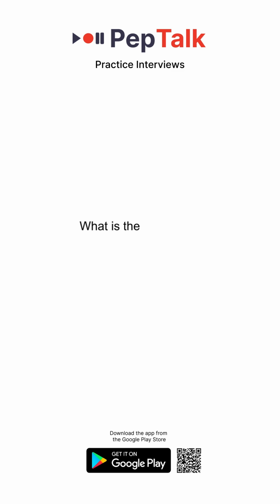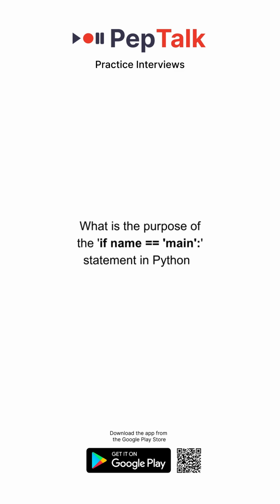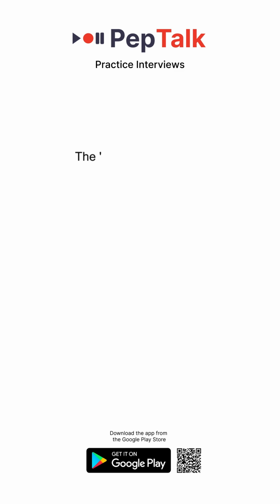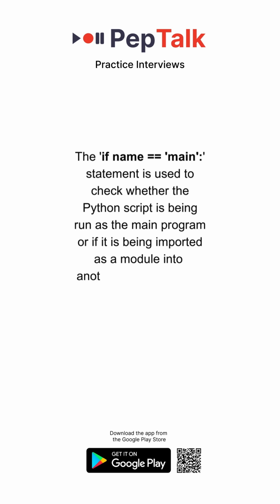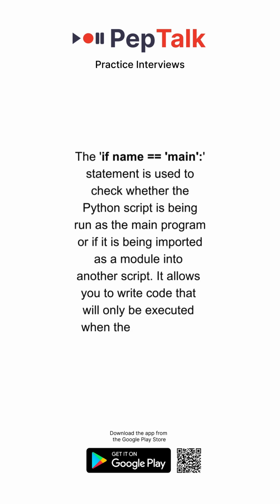Python Technical Questions, Entry-Level Edition. What is the purpose of the if __name__ == "__main__" statement in Python? The if __name__ == "__main__" statement is used to check whether the Python script is being run as the main program or if it is being imported as a module into another script. It allows you to write code that will only be executed when the script is run directly.